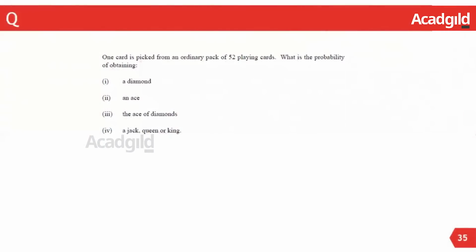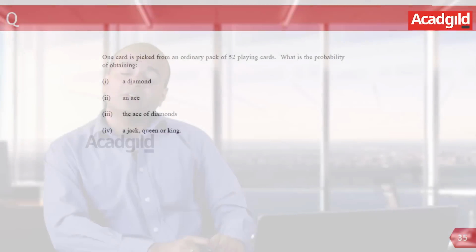Now what's an ace? There are 4 aces. One of diamond, one of club, one of heart and one of spade. So if I pick up a card at random, what is the probability that it's going to be an ace? Simple. 4 out of 52. The ace of diamonds. Now how many ace of diamonds are there? Just 1. So 1 out of 52.